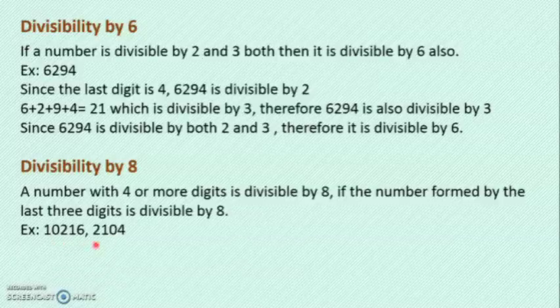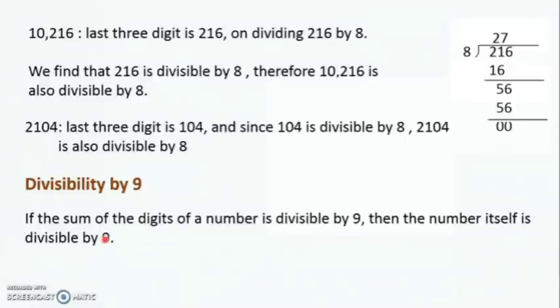Okay. So we have two examples. First one is 10,216. Let's check. Last 3 digits are 216. So on dividing 216 by 8, let's see if it is divisible or not. 8 2s are 16. Now 21 minus 16, you get 5. The 6 comes down. 8 7s are 56. 0, you got the remainder 0. That means this number is divisible by 8. That is why this full number will also be divisible.